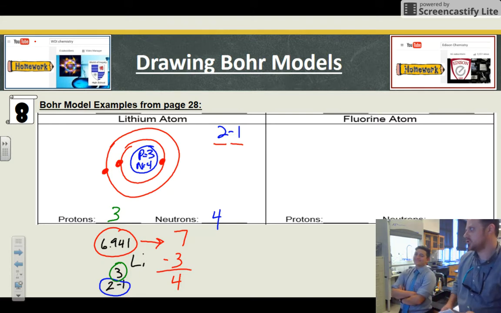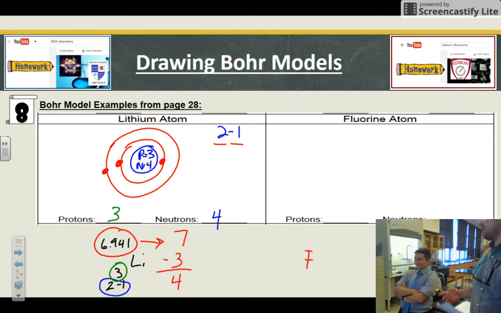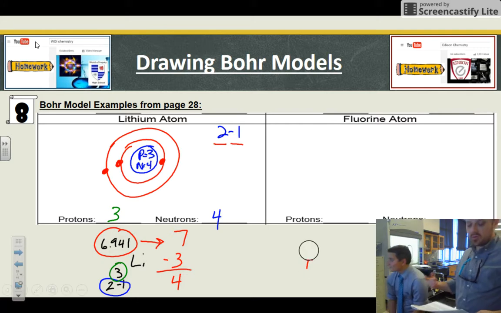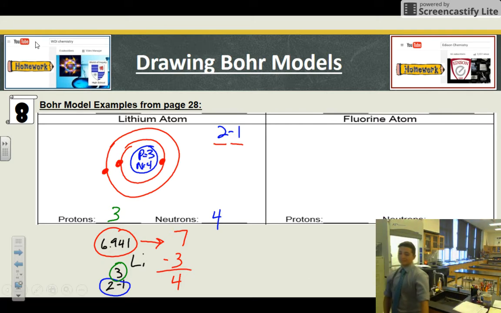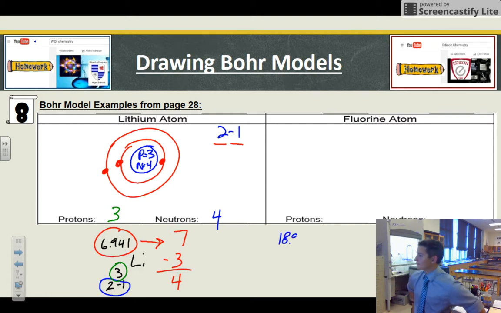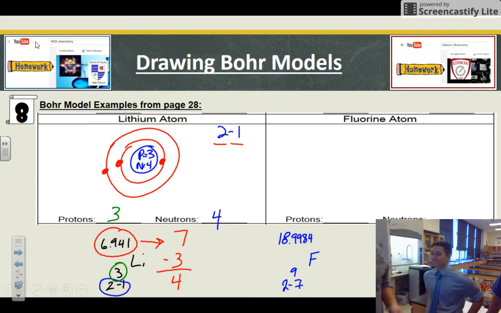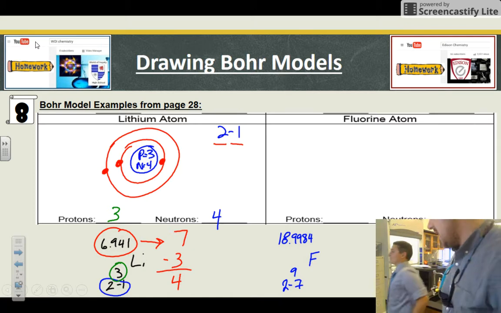All right. Fluorine. I'm going to make Yanar do this one, but I'm going to write down the basic information and see if they can do it. F, fluorine, 18.9984. Fluorine, 9 atomic number, and the electron configuration 2-7. Yanar, take it away.